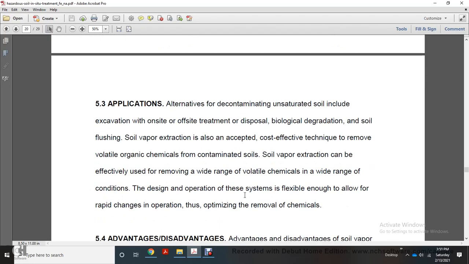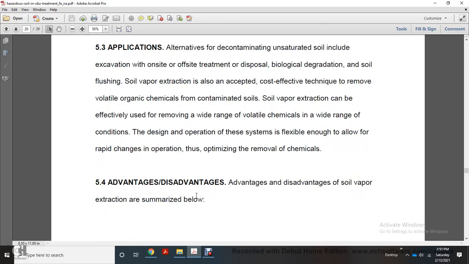The alternatives for decontamination of unsaturated soil include excavation, on-site or off-site treatment, disposal, biological degradation, soil flushing, and soil vapor extraction. It is an accepted, cost-effective technique to remove organic compounds from contaminated soil. Soil vapor extraction can be efficiently used for removing a wide range of volatile chemicals in a wide range of conditions. The design and operation of these systems is flexible, allowing rapid change of operation and thus removal of chemicals.